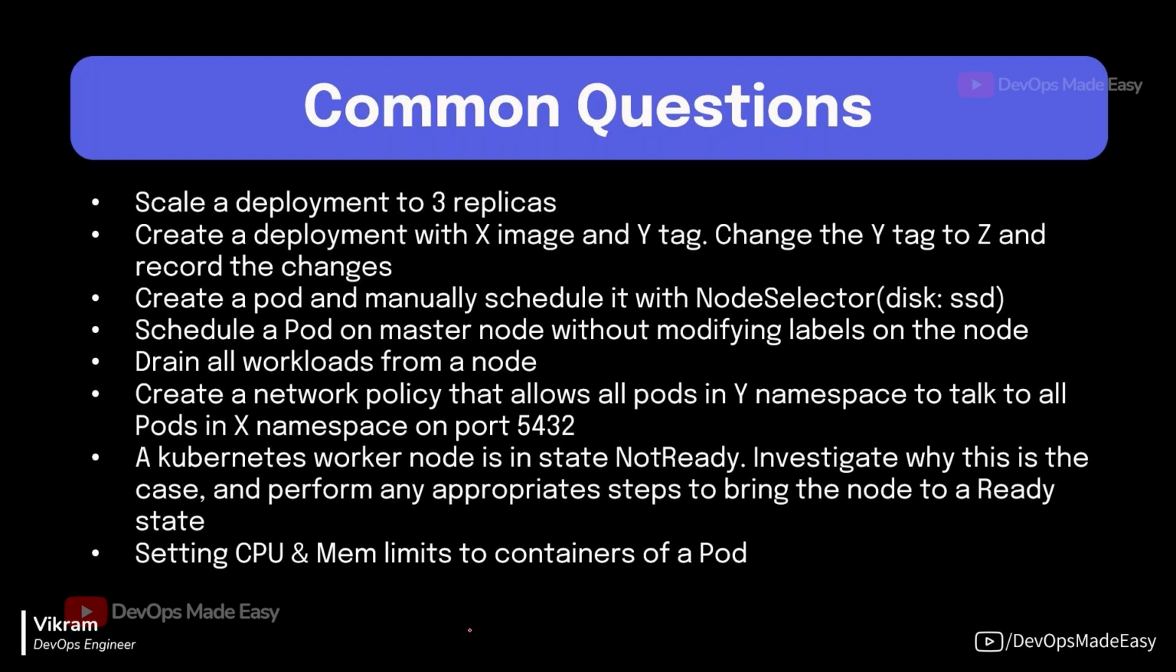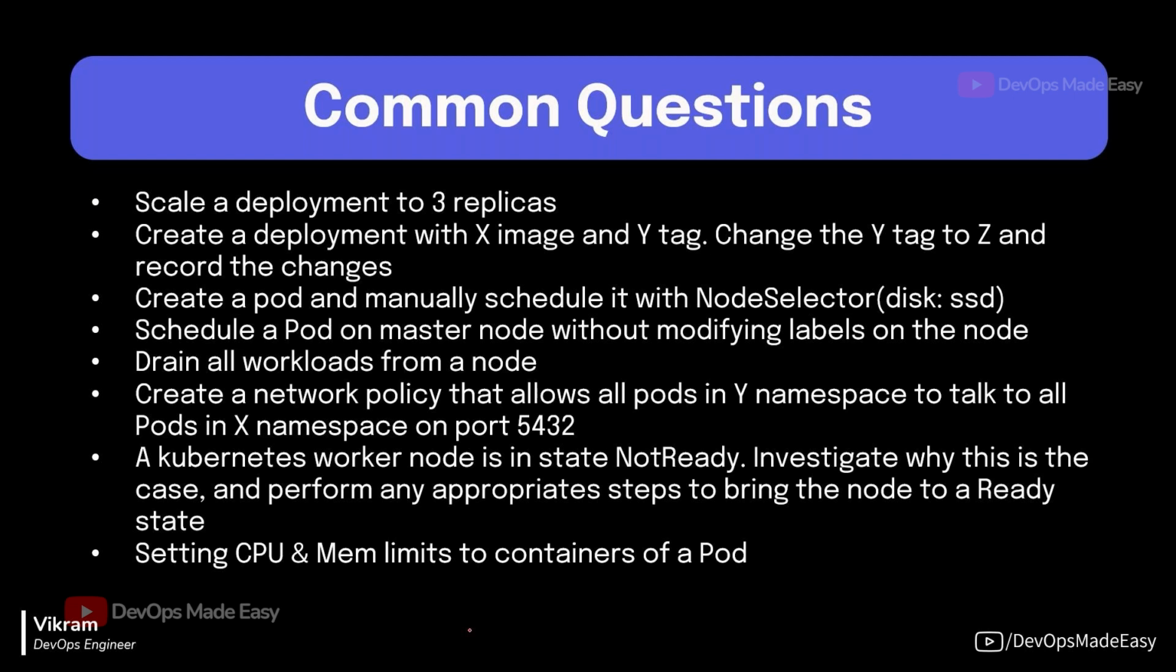They'll ask about manually scheduling a pod onto a certain node with certain labels, or schedule a pod on the master node, using taints and tolerations, or maybe using a node name property. So it all depends upon the question. You need to understand the question. And then drain the workloads from a node. I'll cover this. Create a network policy.